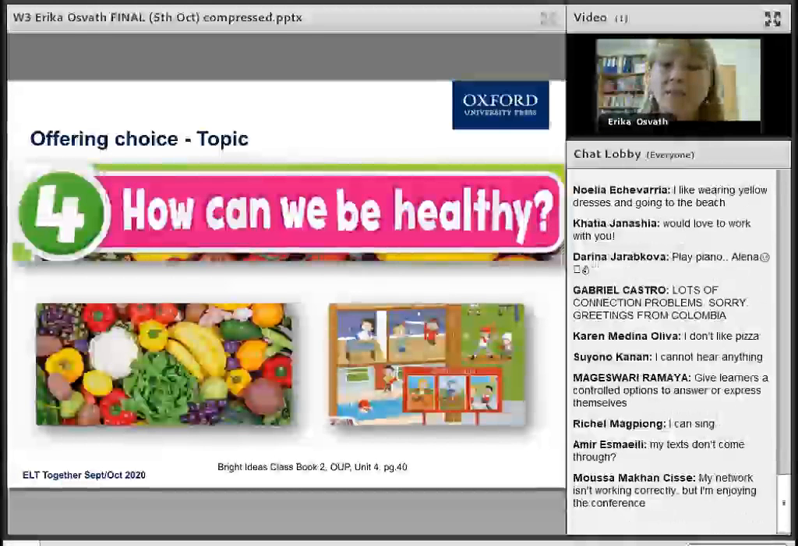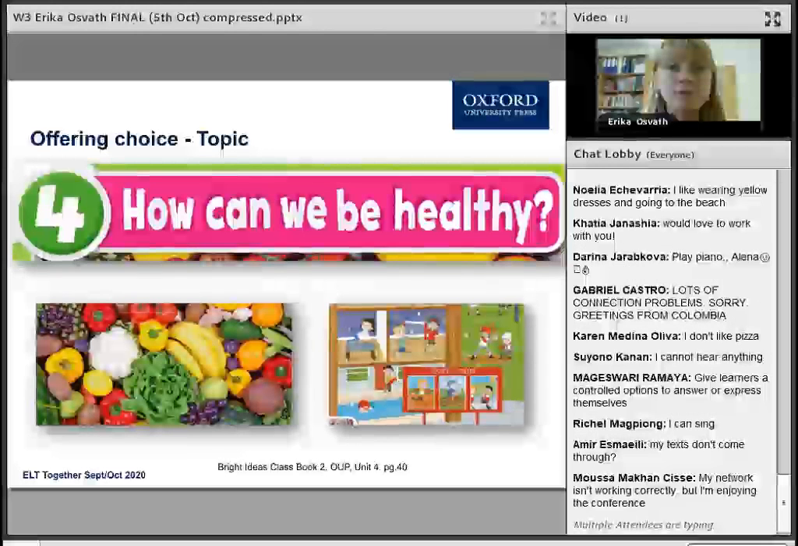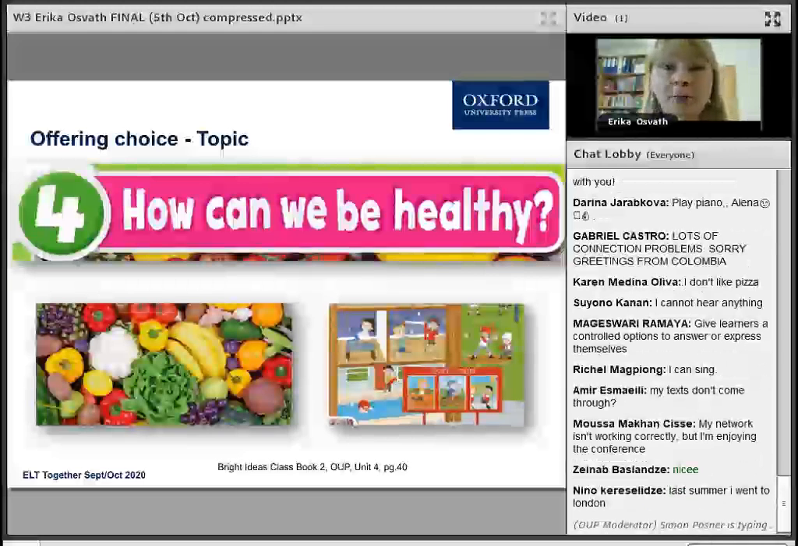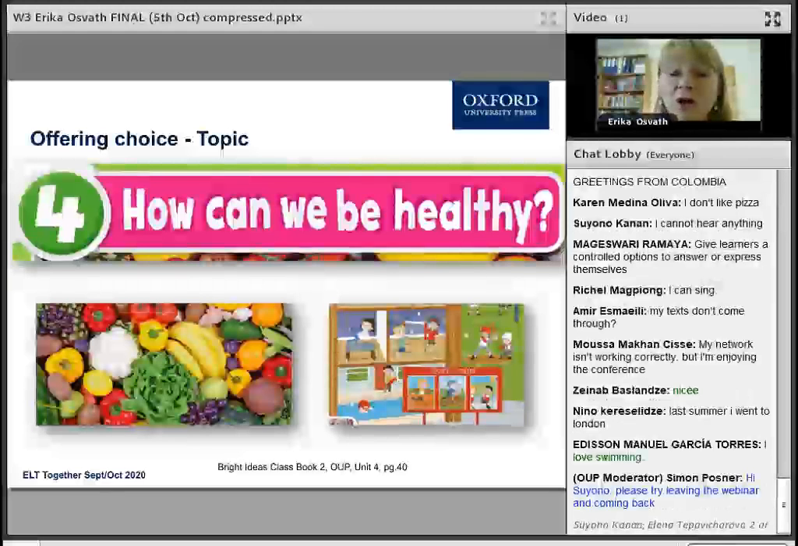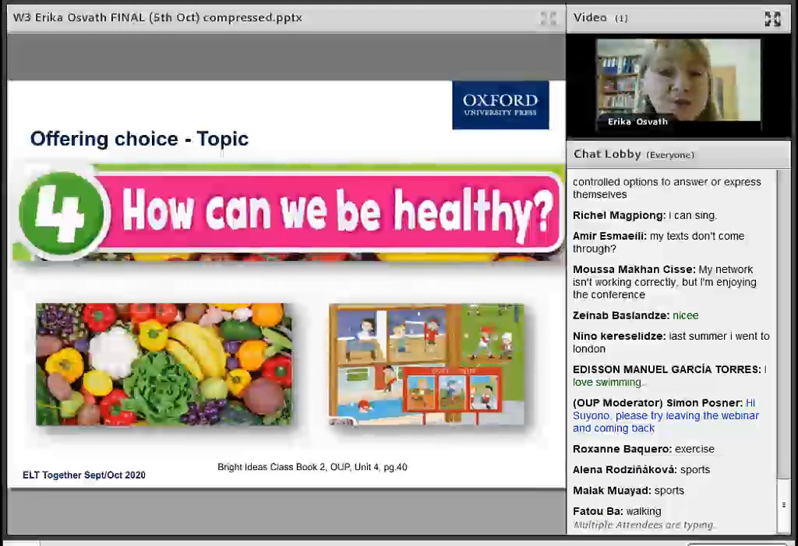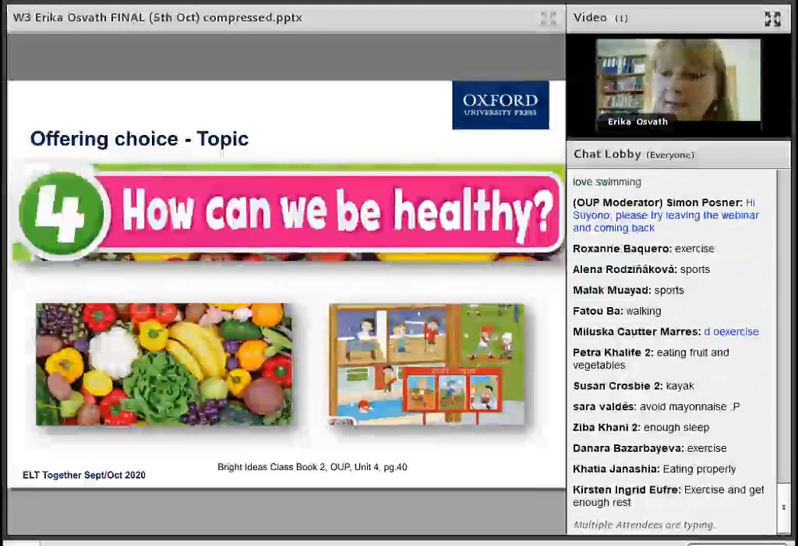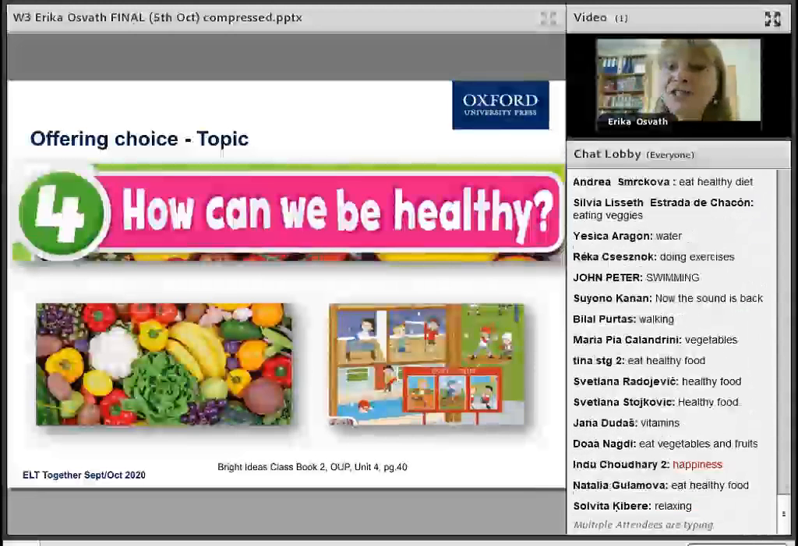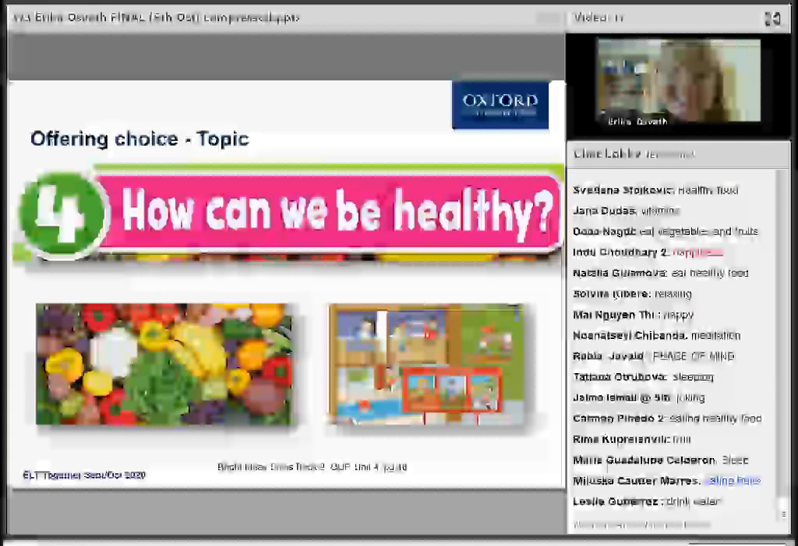Now here's a way to offer them choice through topic. So let's imagine that our topic is, how can we be healthy? So my question is, what are some of the things that help you stay healthy? Can you type your answers in the chat box? Sports, exercise, great. Walking, eating fruits and vegetables, great. Exercise, lots of sleep, good. Happiness, yeah.